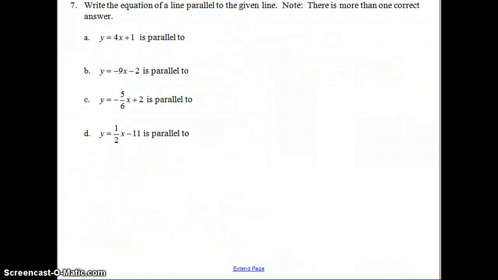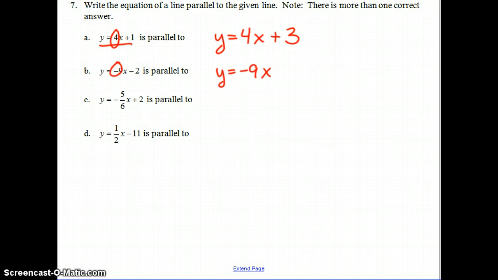Okay, write an equation of a line parallel to the given line. Alright, there's more than one correct answer. Well, if we want to write an equation that's parallel to this, all we need is something that has the same slope. So y equals, our slope's 4, x, and we could choose any y-intercept. I'm going to choose 3. Okay, you could choose any y-intercept, just not 1 because it's the same line. Alright, negative 9 is the slope. So y equals negative 9 x plus 10. Alright, that's parallel. Okay, you do C and D.